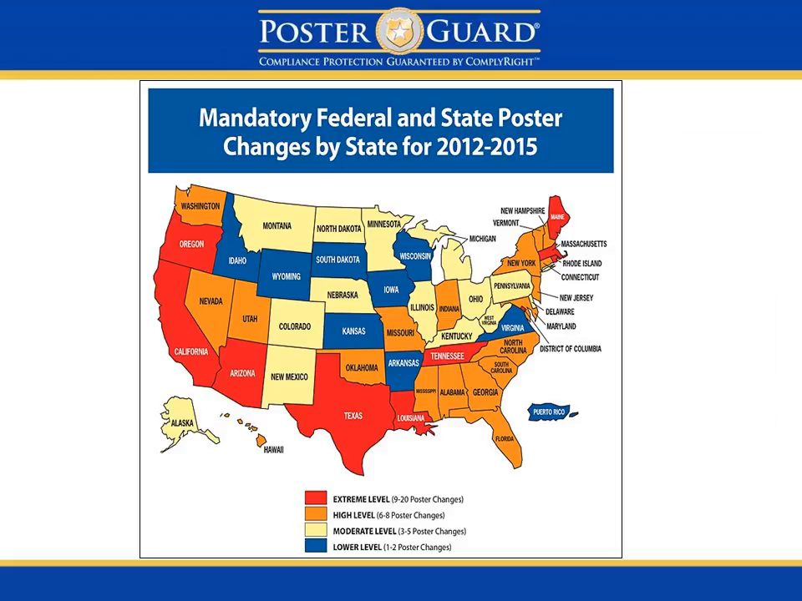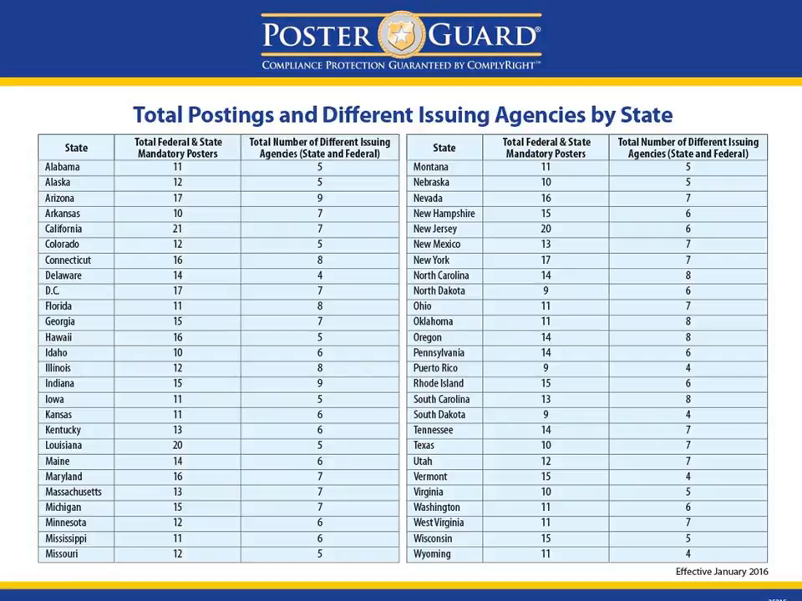This chart goes state by state, and in the first column, it shows you how many individual postings are required, including your federal and your state postings for each state. And then in the second column on the right, it shows you how many different agencies are responsible for issuing those postings. This is just a good, quick self-audit tool. So just at a glance, you can see how many posters you're required to have up on the wall. As you can see, the numbers range from 9 to 20 mandatory posters per state. And then the column to the right shows the number of agencies. And you can see in a lot of cases, it could be 7, 8, or 9 different agencies that you would have to contact in each state to get the mandatory posters.